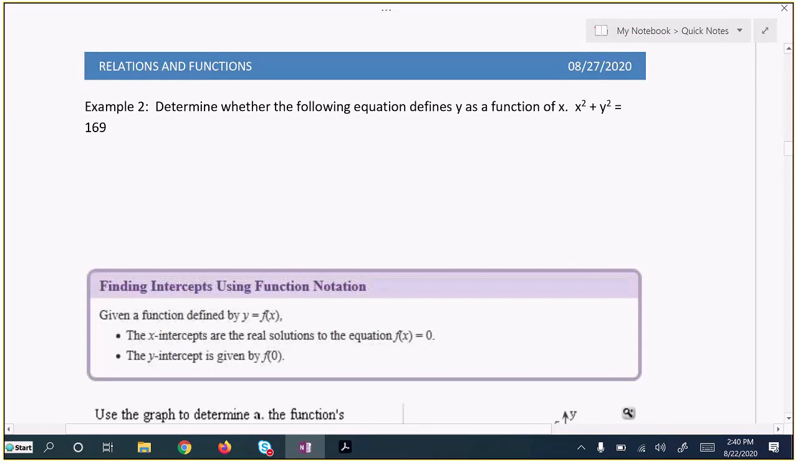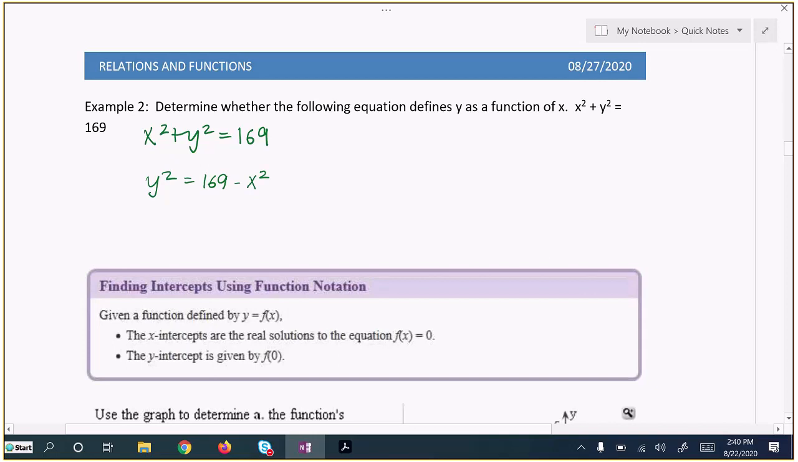I have x squared plus y squared equals 169. I want to get y by itself, so I'm going to start by subtracting x squared from both sides. Subtract x squared from both sides, so I have y squared is equal to 169 minus x squared.